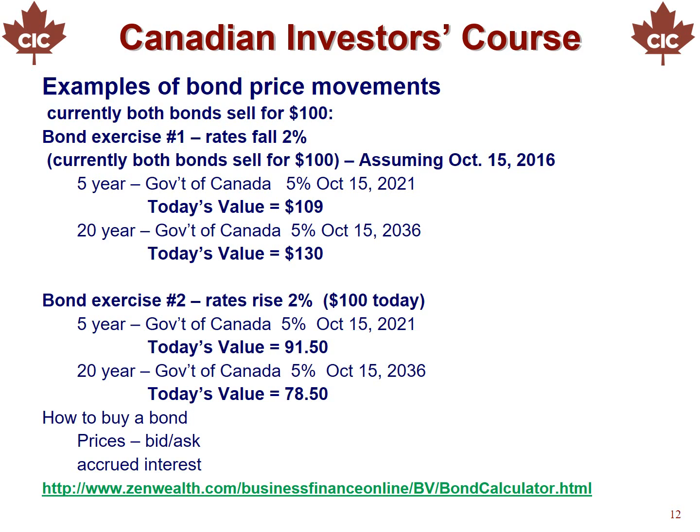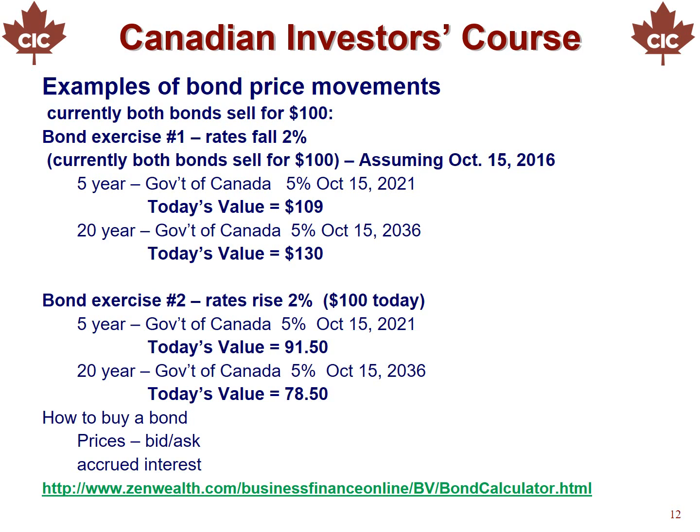The 5-year government bond, now that interest rates have fallen 2%, the Government of Canada 5-year bond maturing October 15th, 2021, its value would be $109. The 20-year bond maturing October 15th, 2036, its value would be $130. So that's a large capital gain. But what if interest rates were to go the opposite direction?